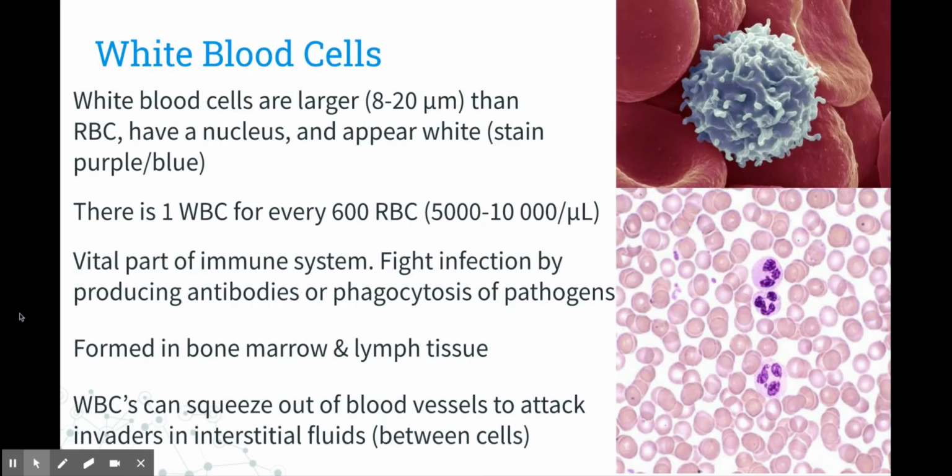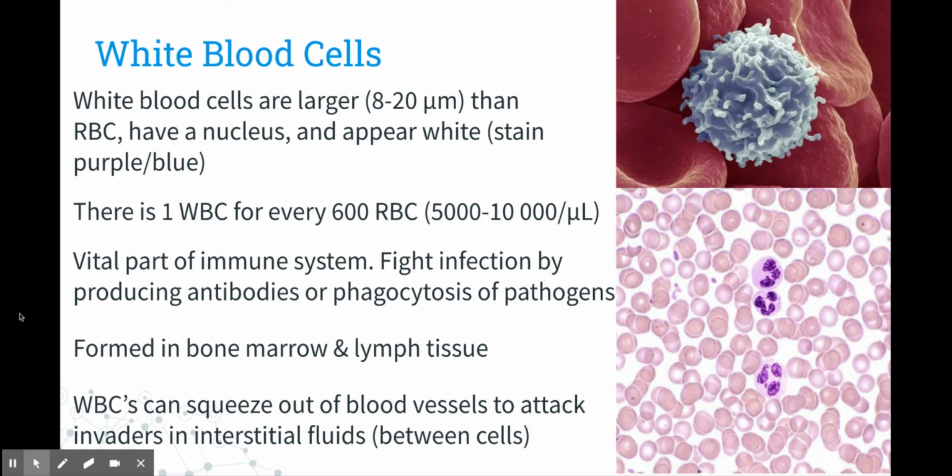The white blood cells are much larger than the red blood cells, between 8 and 20 micrometers across. They do have a nucleus and appear white in color rather than the red color from the iron in our red blood cells. However, on a microscope slide, they stain purple or blue, and so you can see those in the picture here. There are far fewer white blood cells compared to the red blood cells, about 1 white blood cell for every 600 red blood cells.